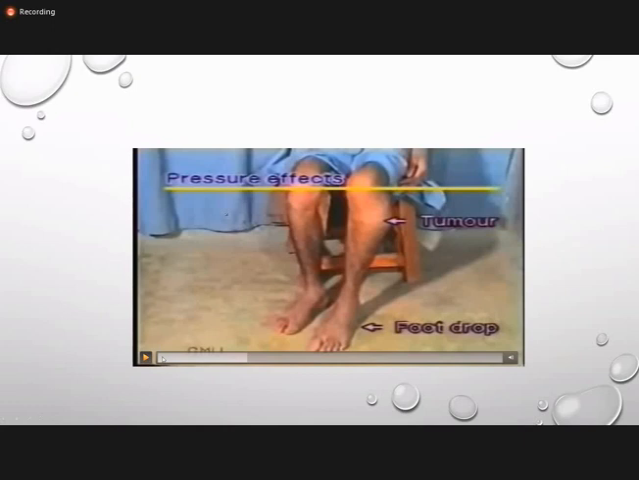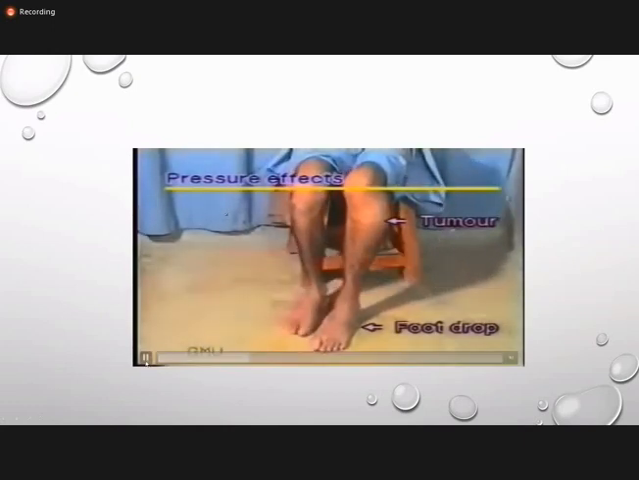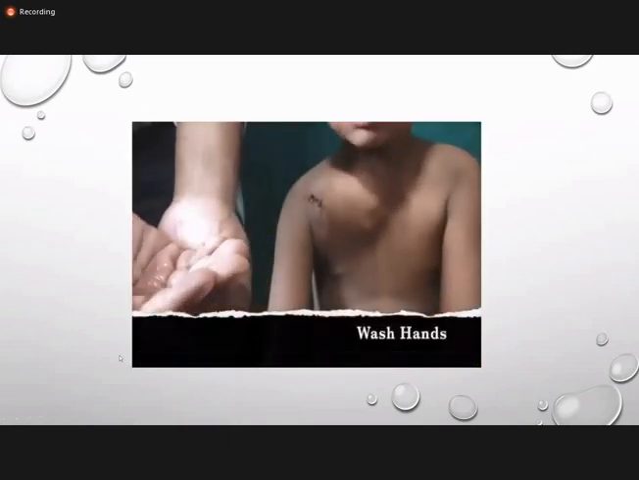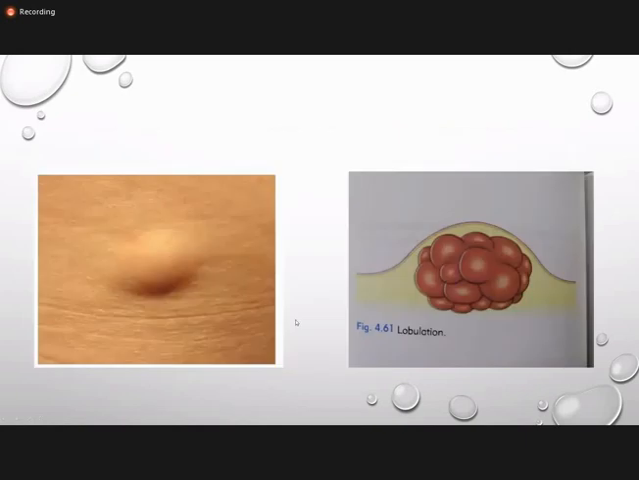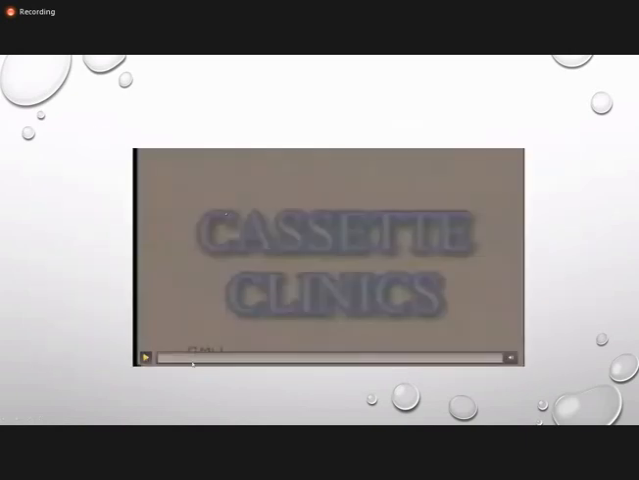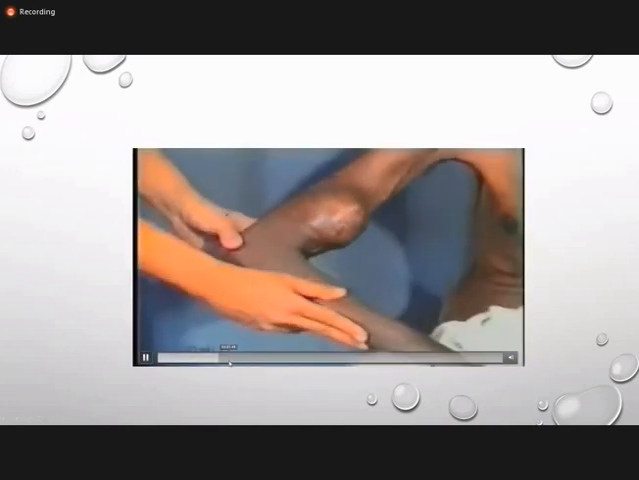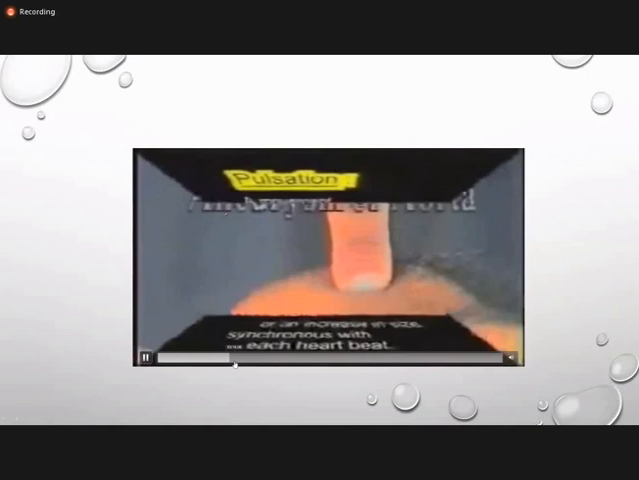Like edema or air pulse. Note the foot drop caused by a bone tumor in the upper tibia. Presence of pulse with each heartbeat.